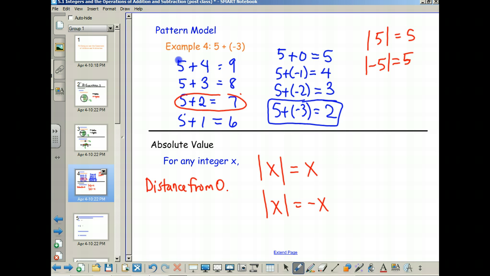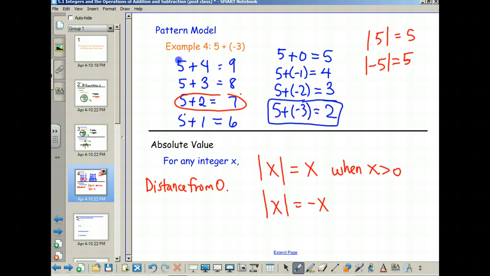So when in the world do I just get to remove the absolute values and do nothing else to the number? When it's positive. If the number inside the absolute values is already positive, then I don't have to do anything else. I just take the absolute values off and I'm done. So this right here, this first one, is when x is greater than 0.